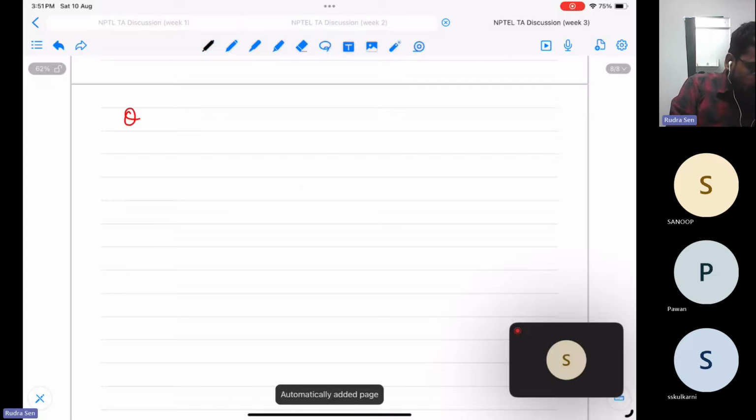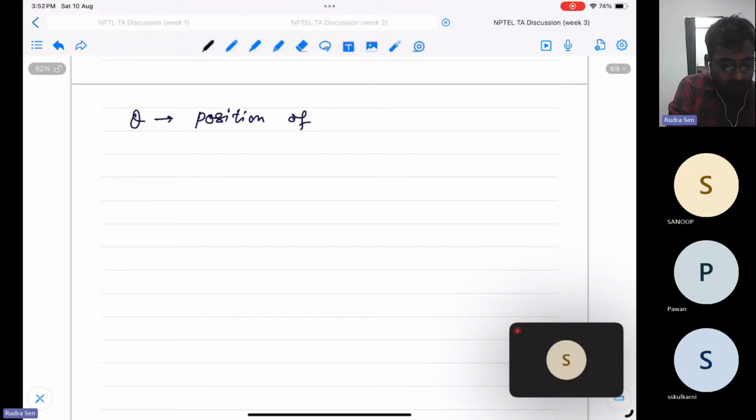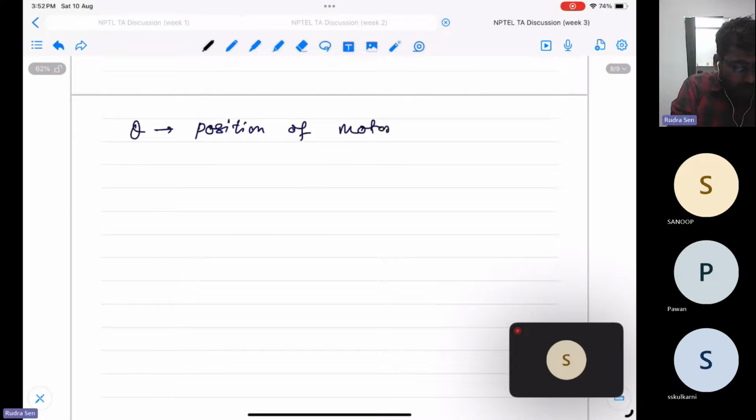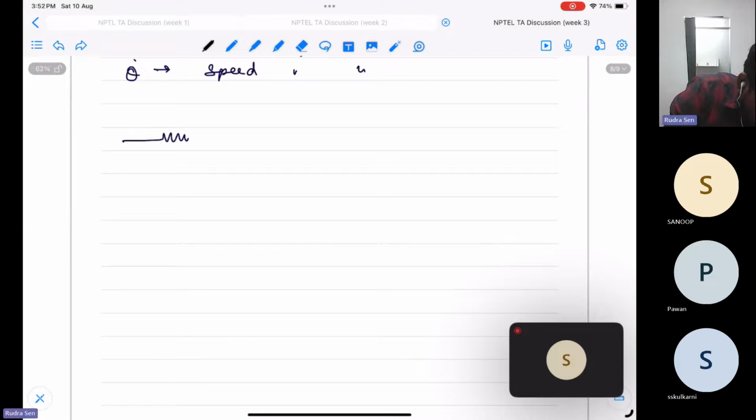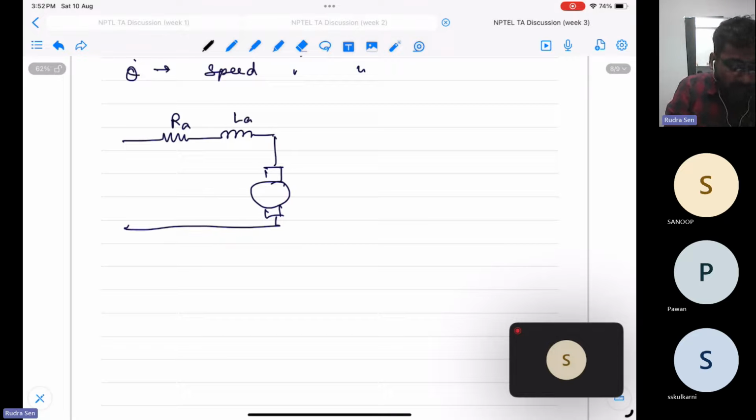So if theta is the position of the motor and theta dot is basically the speed of the motor, and in armature control, this is the diagram of a motor. So I draw this RA and LA. These are basically the armature resistance and armature inductance, which are basically inside over here. So I draw it outside just to make it clearer. Okay. And here is the field.